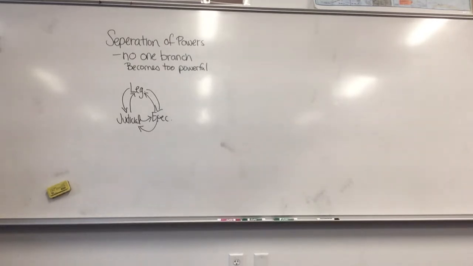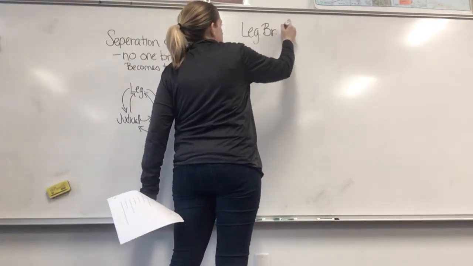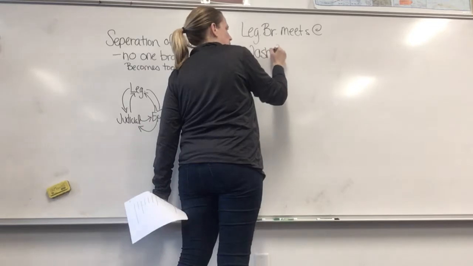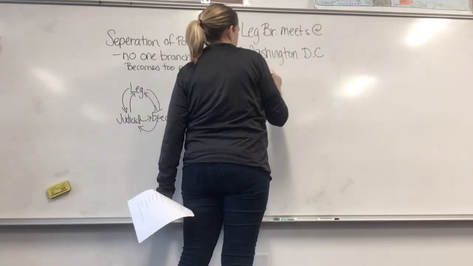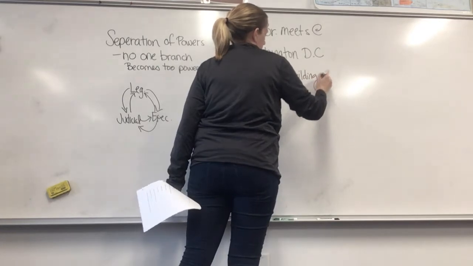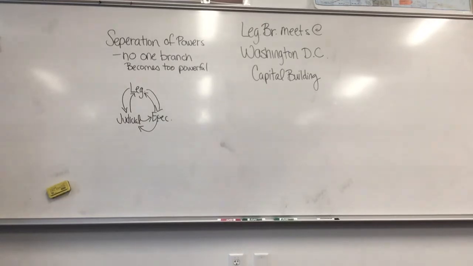Number 8, term for a senator, we did. How long is the term for a senator? Six years, good. Legislative branch, where do they meet? The Capitol, Washington, D.C. Good. So the legislative branch, that's the House and the Senate, they meet at the Capitol building in Washington, D.C. Okay, we'll finish after lunch.